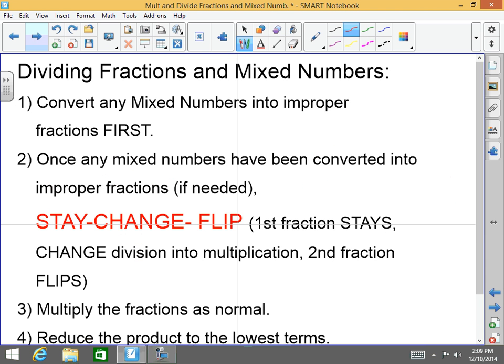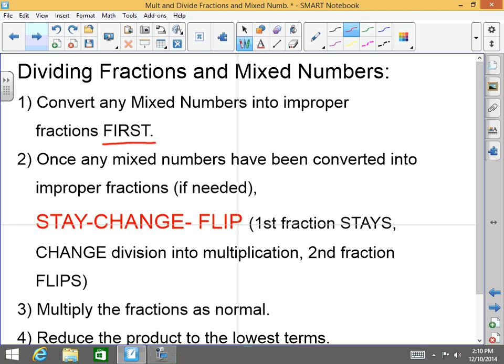Okay, dividing fractions and mixed numbers. The good news, it's almost the same. You always have to convert any mixed numbers into improper fractions first. Once any mixed numbers have been converted into improper fractions, if needed. If there are no mixed numbers, we don't have to convert them.